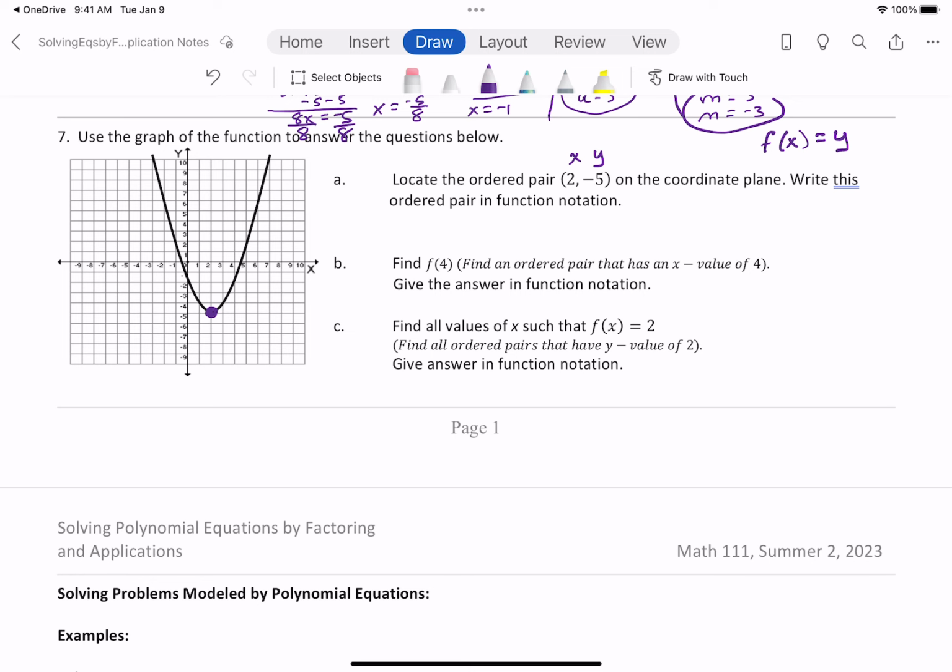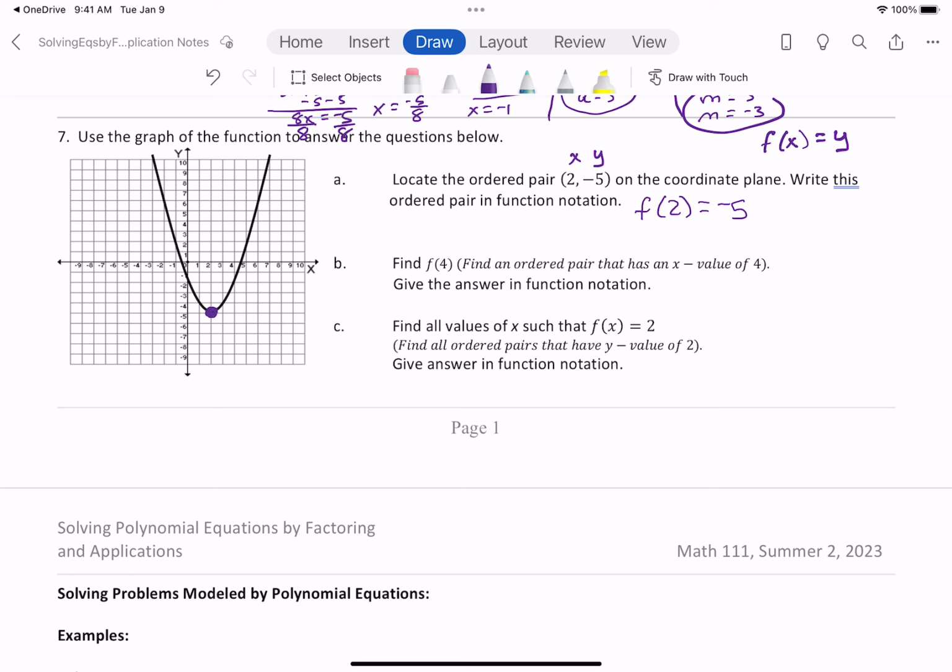So if I have an ordered pair (x, y), and I want to write it in function notation, we basically just substitute right into f(x) = y. So this will be f(2) = -5, where the x coordinate is 2 and y is -5. So that's how I represent the ordered pair (2, -5) in function notation.